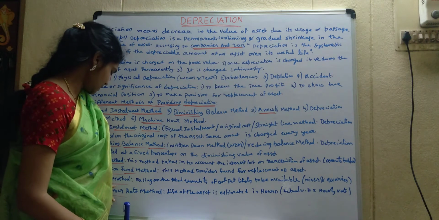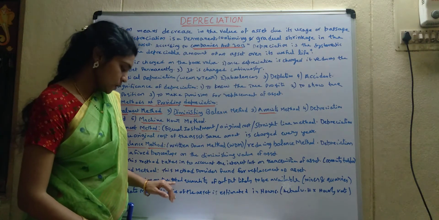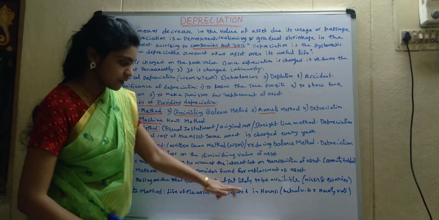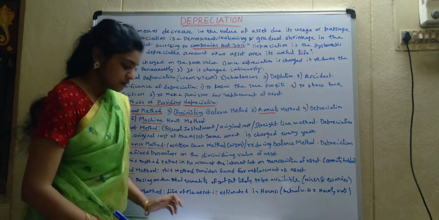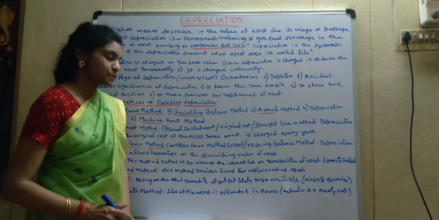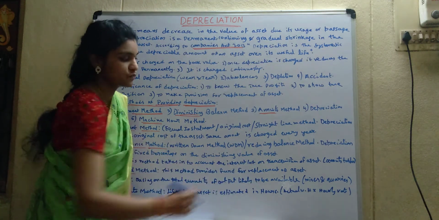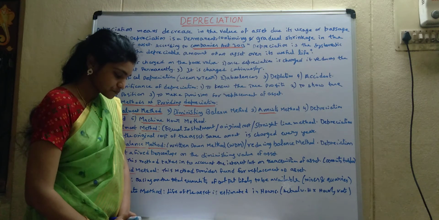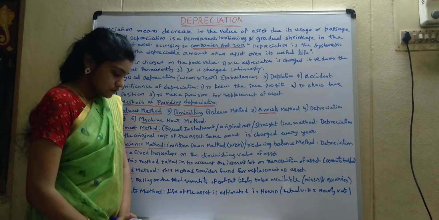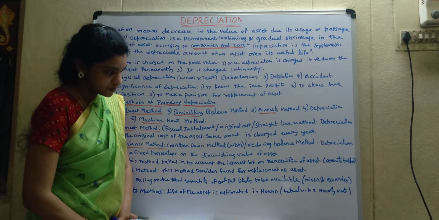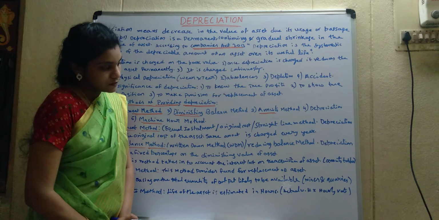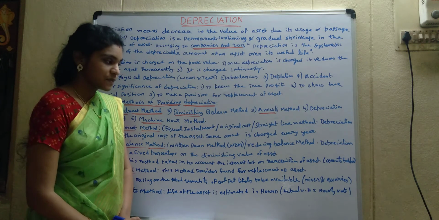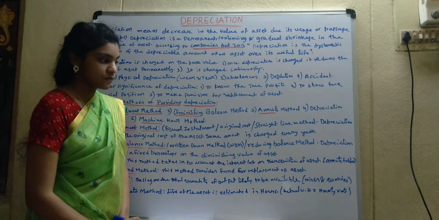And coming to the depletion method. Based on this method, the total quantity of output likely to be available is estimated, and then they deduct the depreciation. Generally this method is used in mines and quarries.